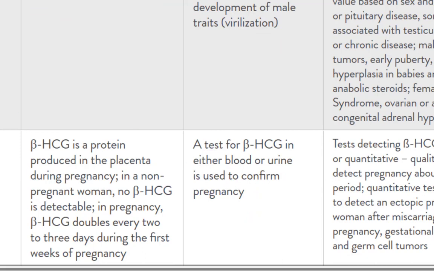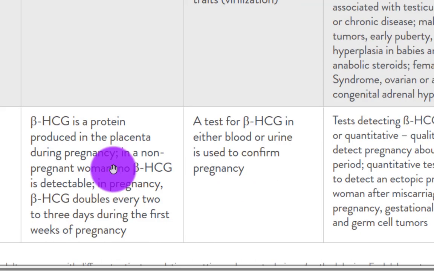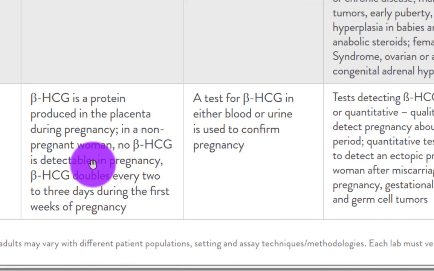Beta human chorionic gonadotropin. Beta human chorionic gonadotropin is a protein produced in the placenta during pregnancy. In non-pregnant women, no beta HCG is detectable. In pregnancy, beta HCG doubles every 2 to 3 days during the first weeks of pregnancy. A test of beta HCG is either blood or urine. It's used to confirm pregnancy.